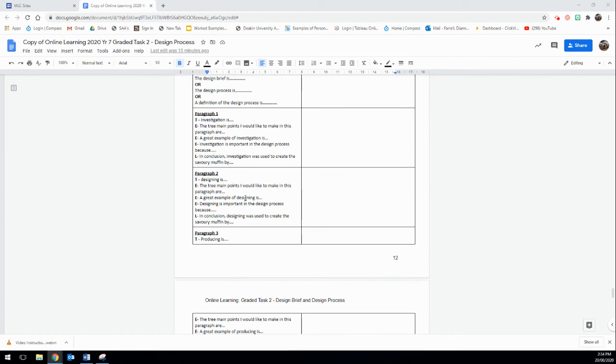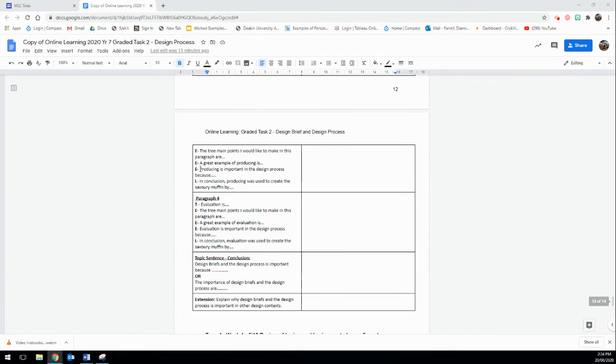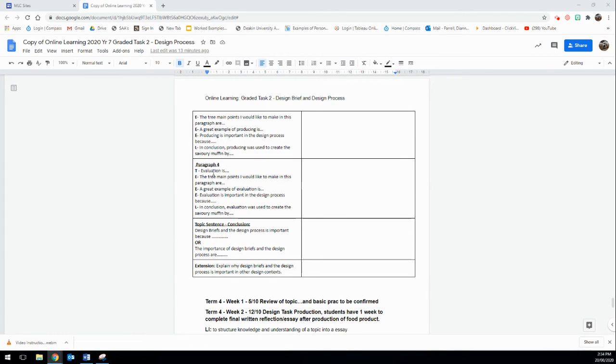So then you go to paragraph 2 and you're going to start the whole process over again, and you're going to be talking about designing, okay? And you're going to follow that again, that same template. Then you're going to do paragraph 3, okay, and you're going to be talking about producing. Follow the same pattern, the same template, okay, then paragraph 4 is just about evaluation, all right?